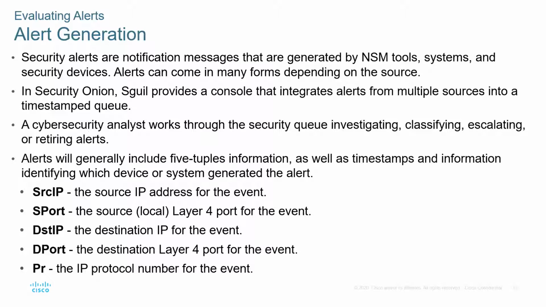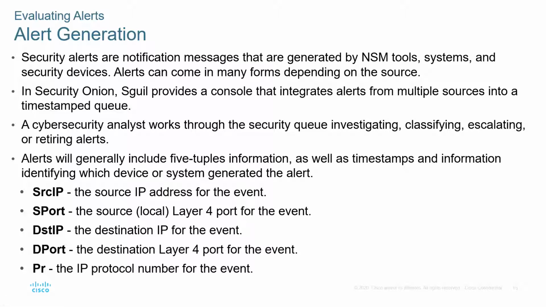Security alerts are going to be notification messages generated by the NSM systems or security devices. Those alerts can come in many forms depending on the source. In Security Onion, Sguil is going to provide a console that integrates alerts from multiple sources into a timestamped queue. And so that cybersecurity analyst can work through the security queue, investigating, classifying, escalating, or retiring those alerts.